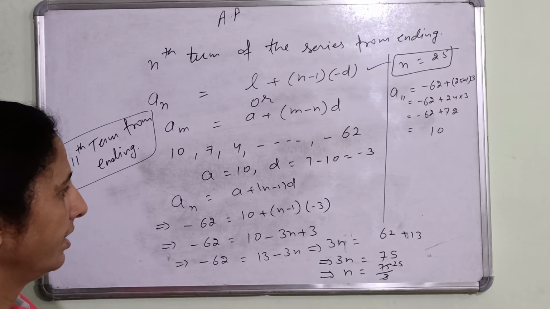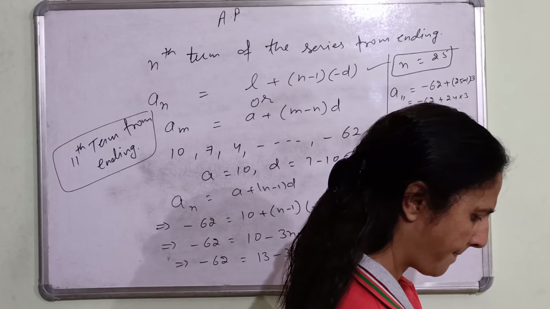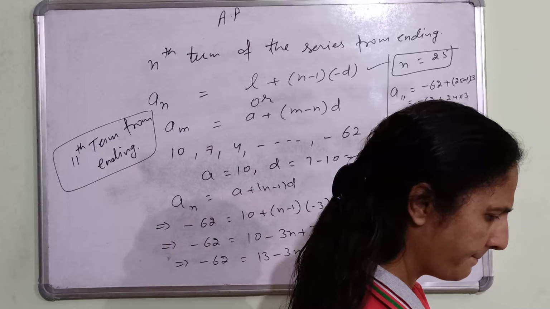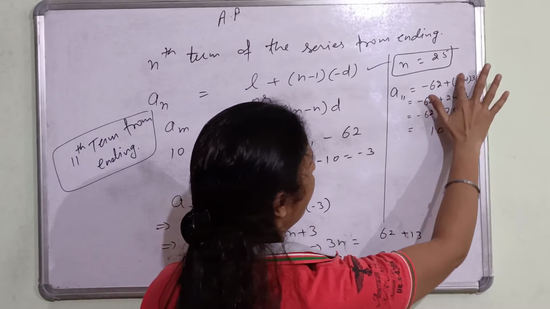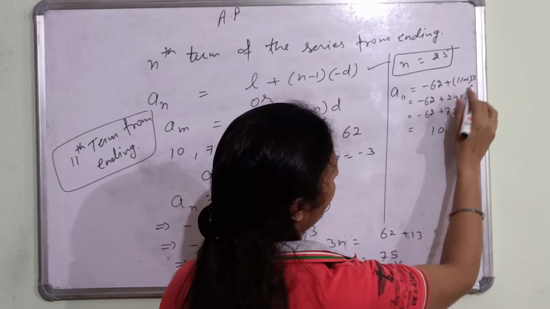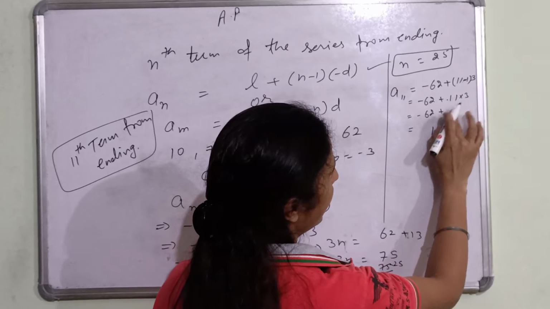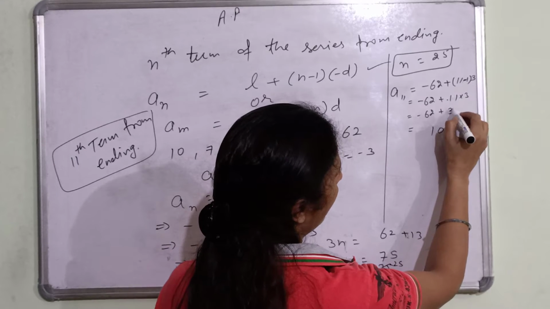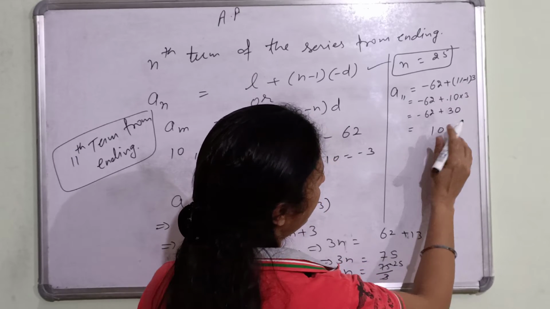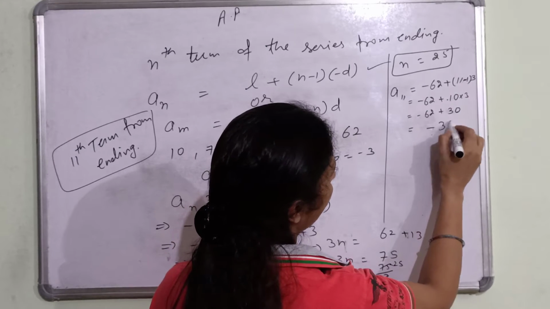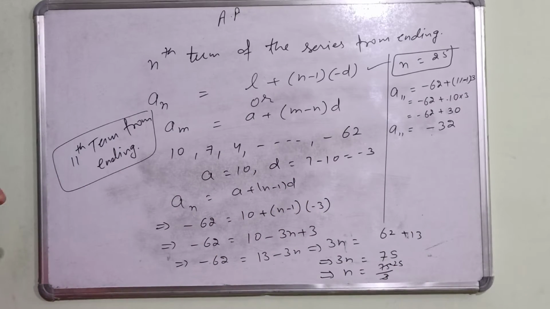So we can take more examples here. Sorry, here n is 11, not 24, because we have to find the 11th term. So n is 11, so here it is 33 minus 1, that is 30 minus 32. So the 11th term from the end of the series is minus 32.